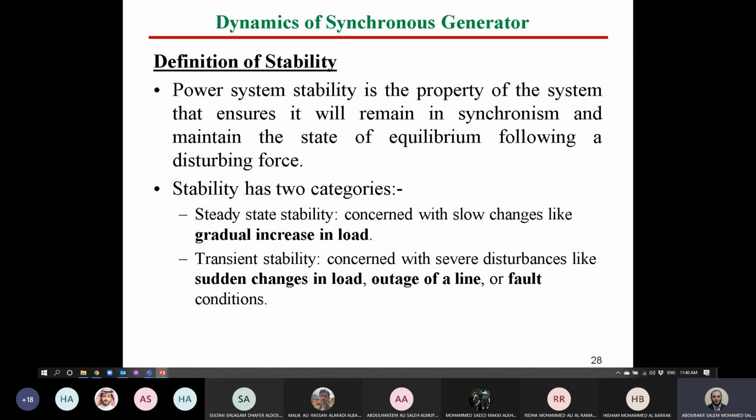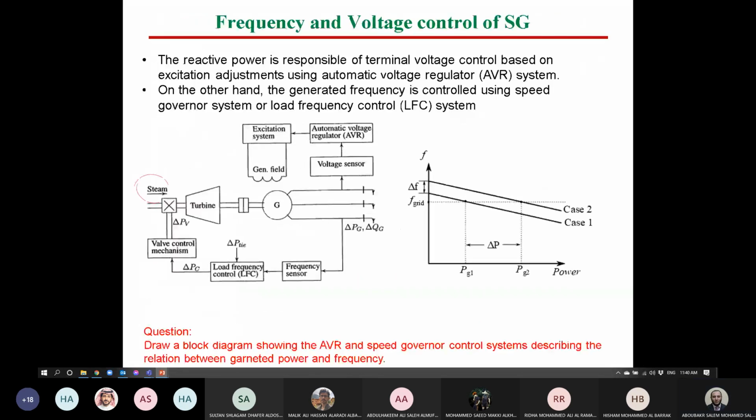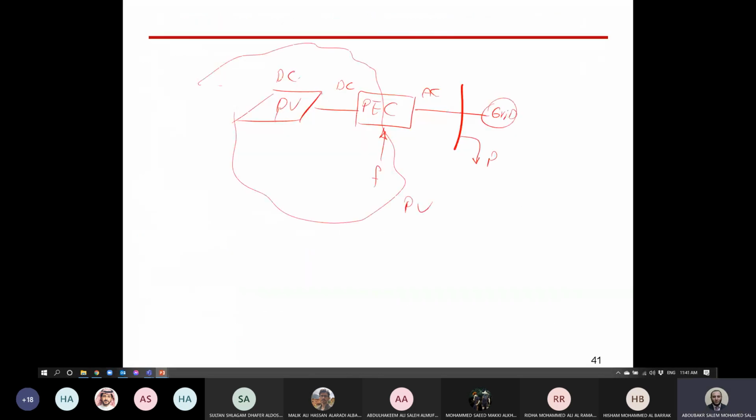A short circuit will have the same effect as a high load, because if you can imagine, in this slide, assume we have a generator like that, on this bus bar we have a synchronous generator, and this synchronous generator is connected here. What will happen if you have a short circuit here?